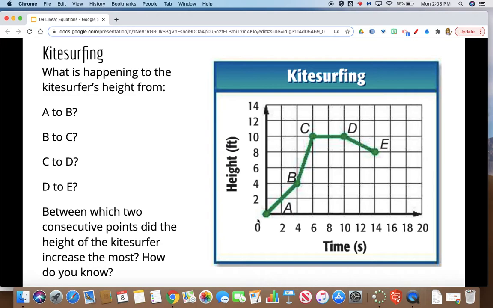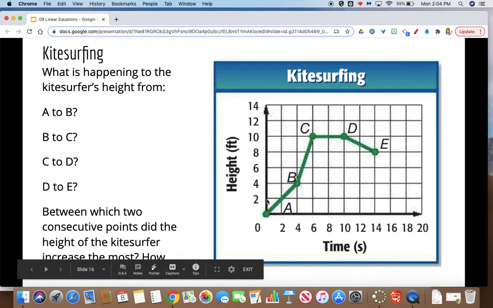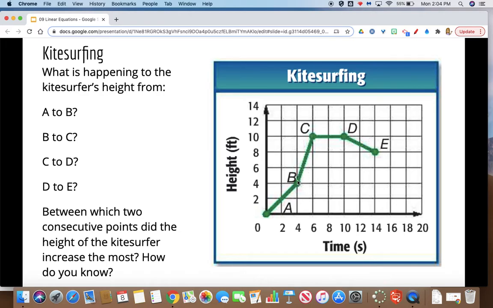Well, when we simplified here, we knew that for every 1 foot, it was taking 1 second. But from B to C, we went 3 feet in 1 second. So B to C, we increased the most.